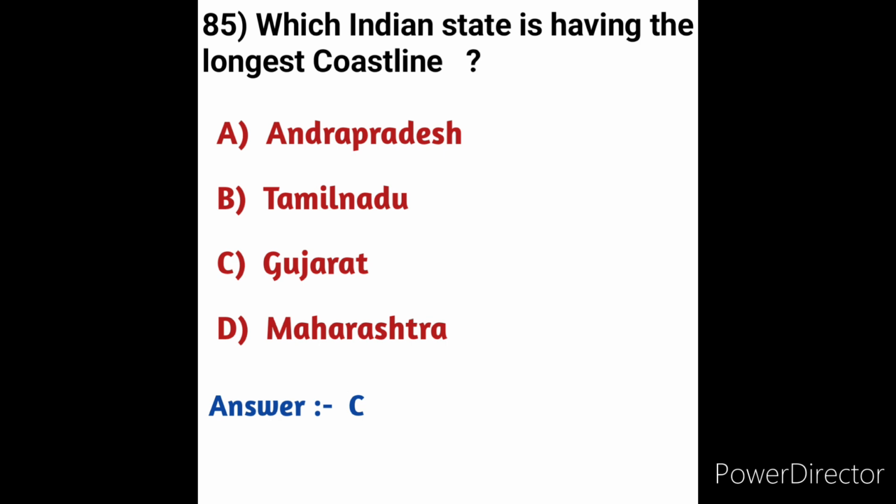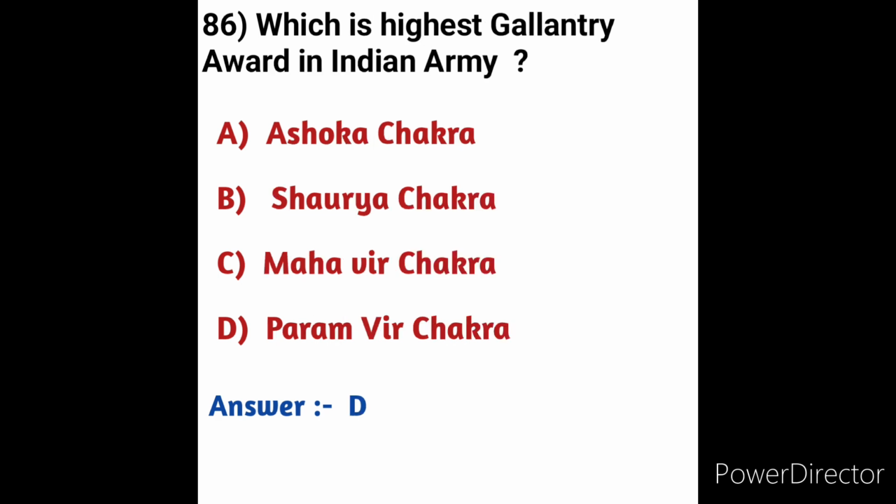Next we will see question number 86. Which is the highest gallantry award in the Indian Army? We will see the options here. Option A Ashoka Chakra, option B Shaurya Chakra, option C Mahavir Chakra, and option D Param Vir Chakra. Param Vir Chakra is India's highest military decoration, awarded for distinguished acts of valor during wartime. So option D is the correct answer.